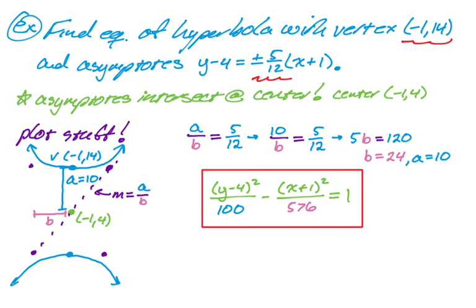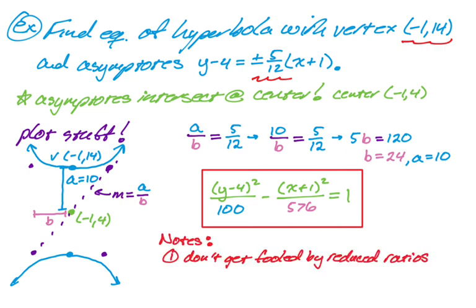So given the asymptotes and a vertex, you have enough information. Given the asymptotes and a focus, you have enough information. It's the same basic problem. There are a couple things to watch out for here. First one is do not be fooled by the reduced ratios, right? We have a over b, the ratio of a to b. We don't actually know what a and b are until we dig in.